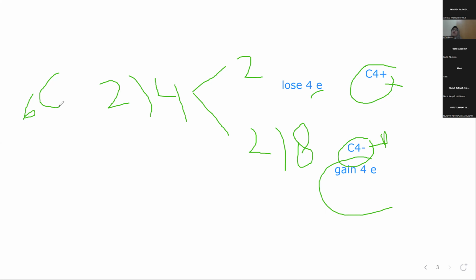This is the reason why most compounds of carbon are not ionic bonds, because it's difficult to become positive or negative. It's so difficult. Why? Because it requires high energy. So ionic bonds of carbon we do not find in nature. Most of them are covalent bonds.